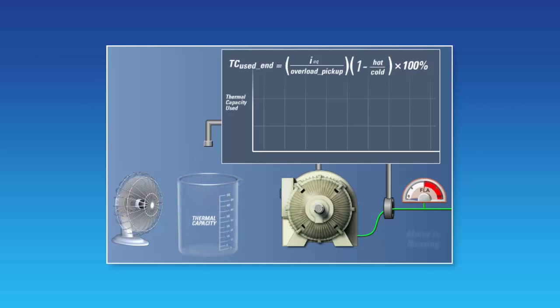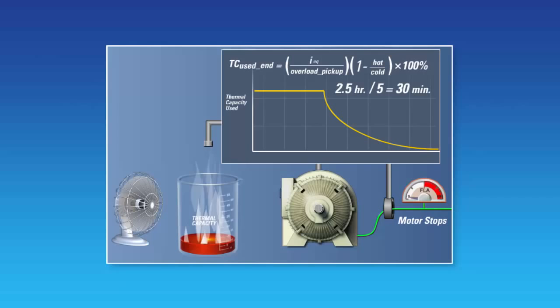Now let's examine what happens to the thermal capacity when the motor is stopped, having a cooling time of 2.5 hours. The stopped cooling time constant entered into the relay would be 1/5 of 2.5 hours, or 30 minutes. When the motor is stopped, its thermal capacity used value will decay according to the same formula. If the thermal capacity used were at 100% before stopping the motor, the thermal capacity used will take 5 time constants, or 2.5 hours, to decay.